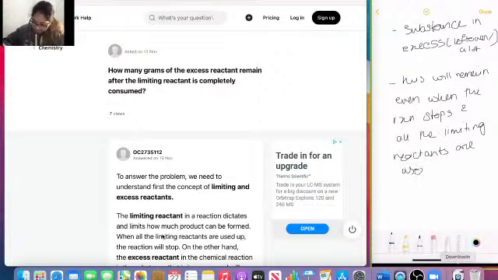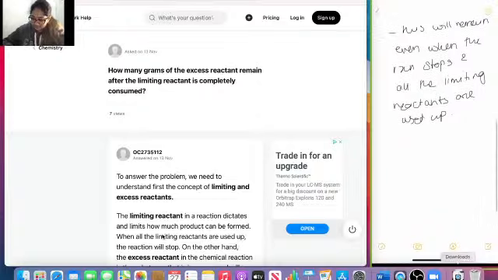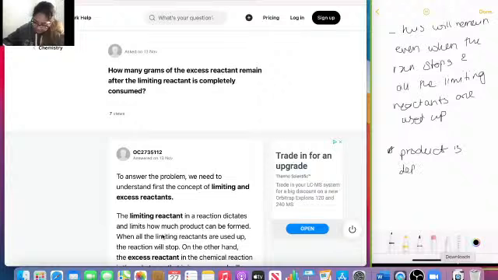Okay, and so basically it is important to determine which among the reactants is limiting in order to know how much product can be formed. So basically our product is dependent on the limiting reactant.